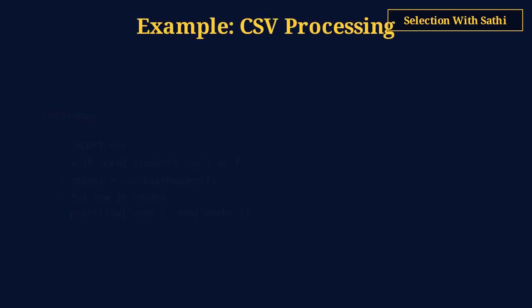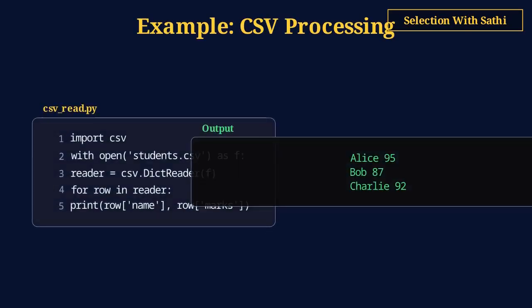Reading a CSV file with DictReader. Import csv, open students.csv. DictReader automatically uses the first row as keys. Each row is a dictionary, access with row bracket name and row bracket score. Much more readable than working with list indices.